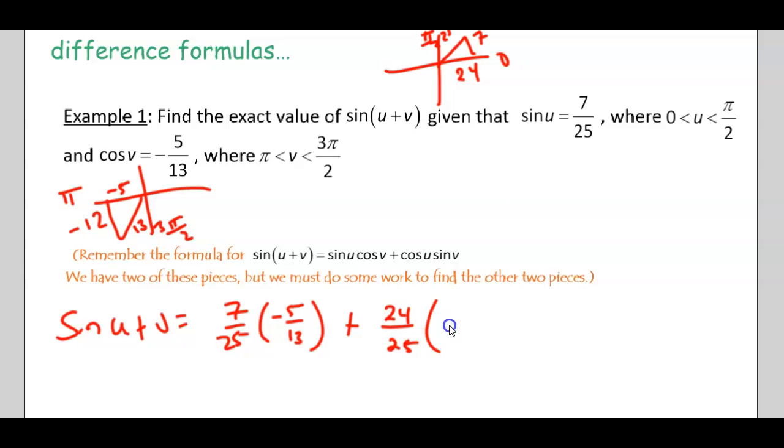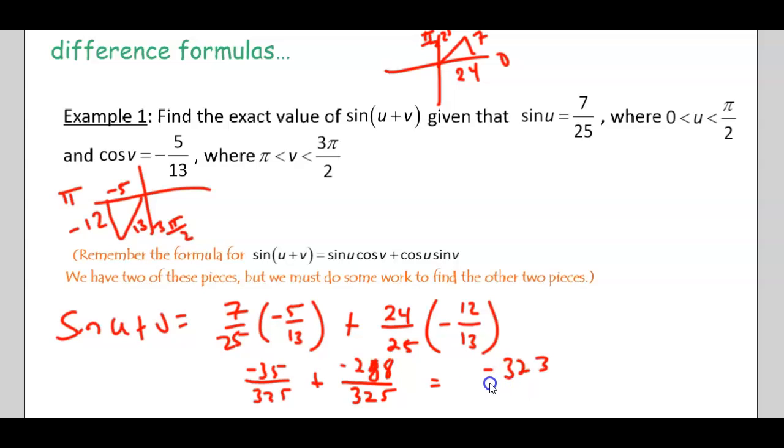Cosine of u is 24/25. And then what is sine of v? It's -12/13. Then we simplify. 7 times -5 gives -35 over 325, plus 24 times -12 gives -288 over 325. -35 plus -288 gives us -323/325. So there we go.